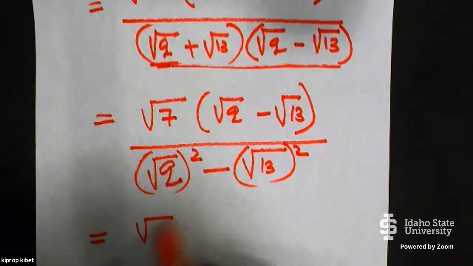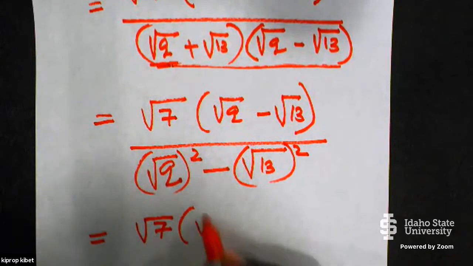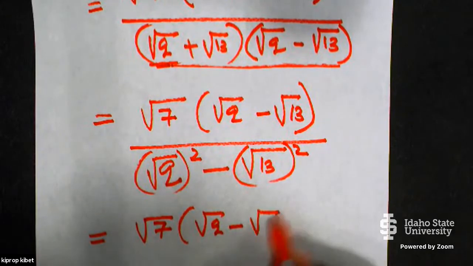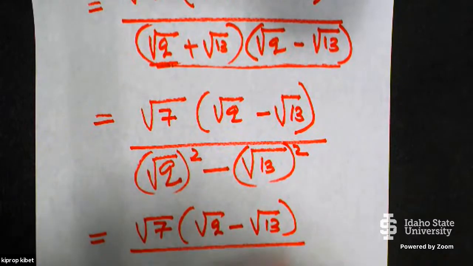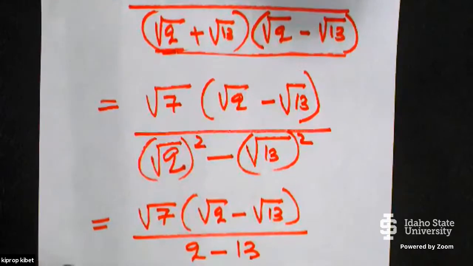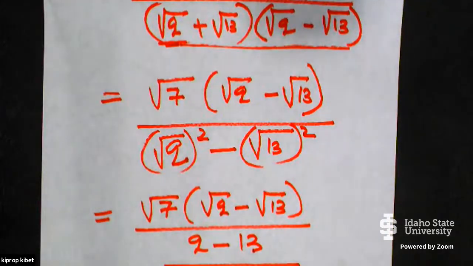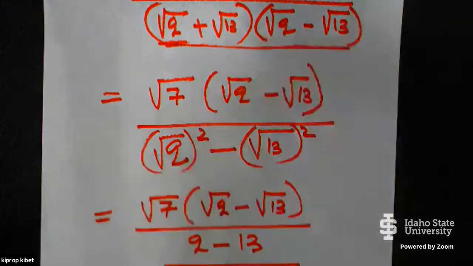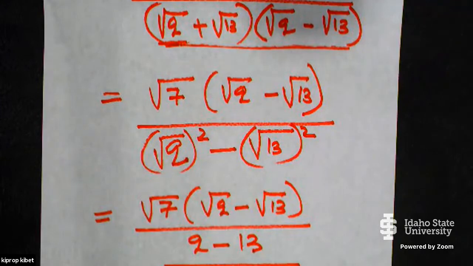So it will be the square root of 7 squared minus 13, all over 7 squared minus 13. So that's how we simplify that. You multiply by the conjugate in the denominator and the numerator.